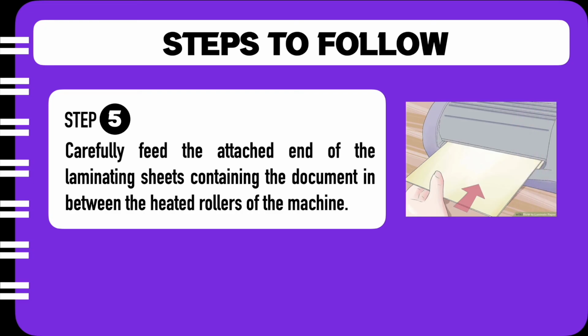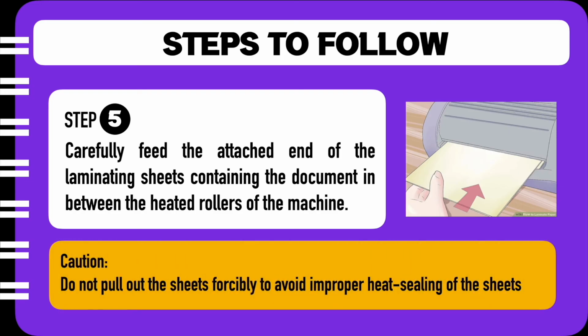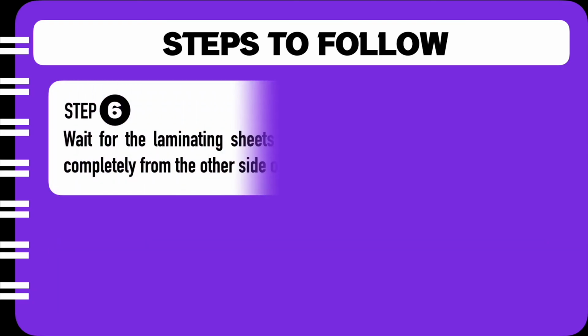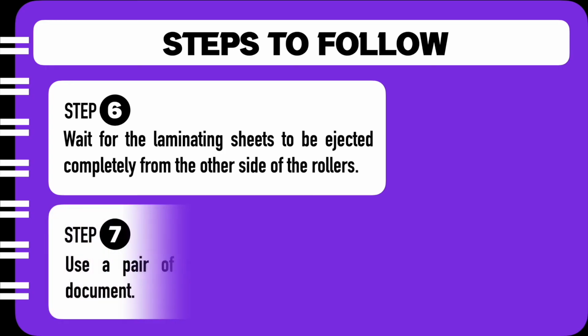5. Carefully feed the attached end of the laminating sheets containing the document in between the heated rollers of the machine. Again, we have a caution which says, do not pull out the sheets forcibly to avoid improper heat sealing of the sheets. Now this caution is required before we go to step 6, because in step 6 it says, wait for the laminating sheets to be ejected completely from the other side of the rollers.